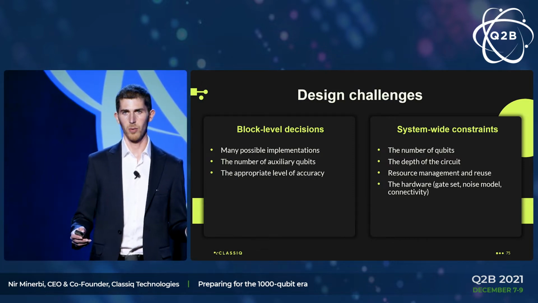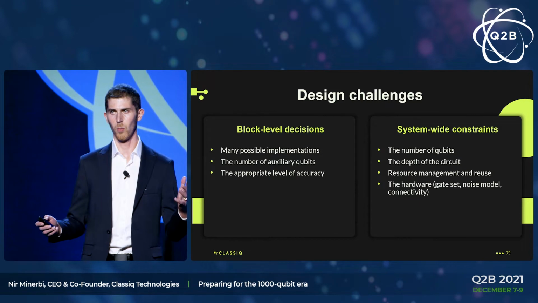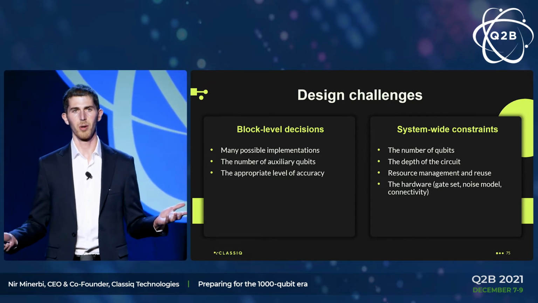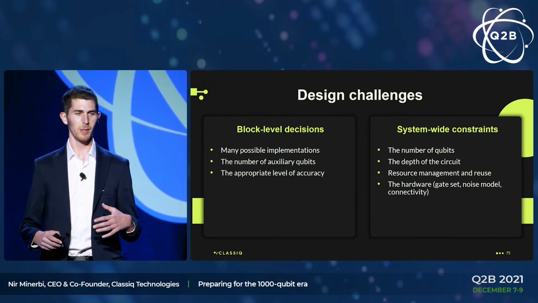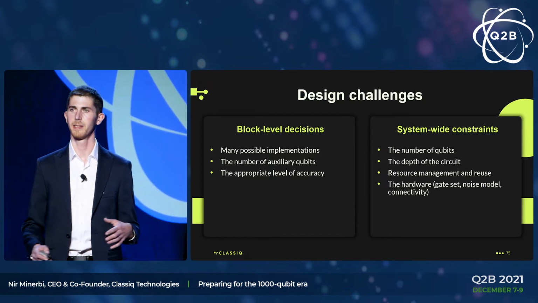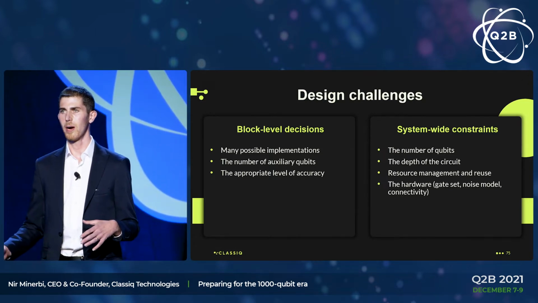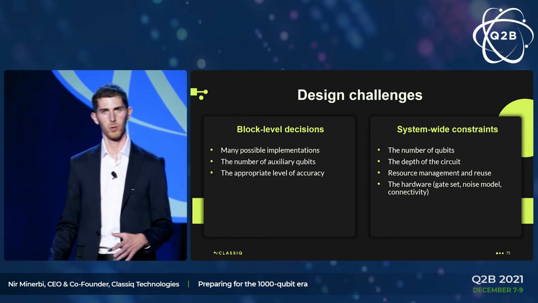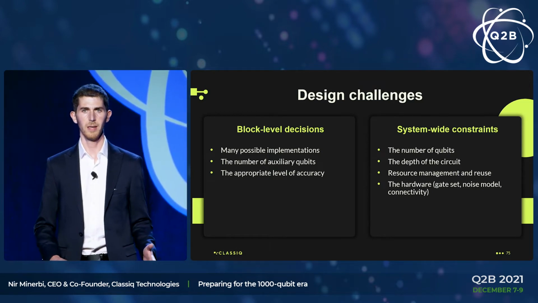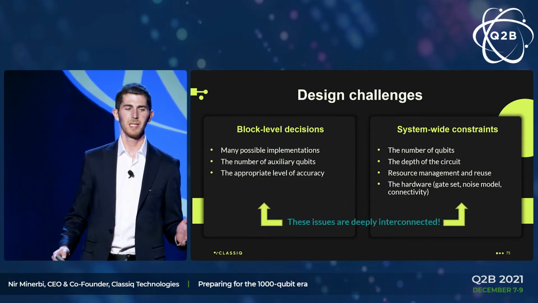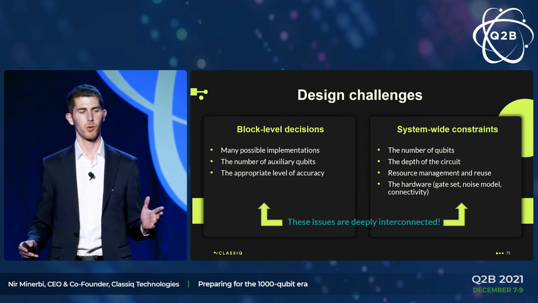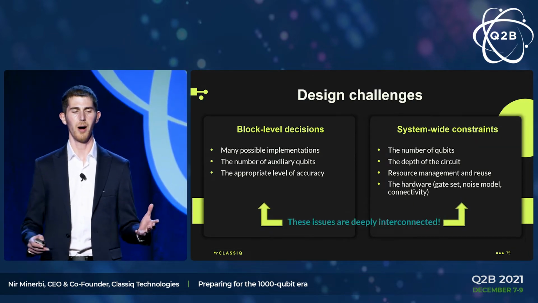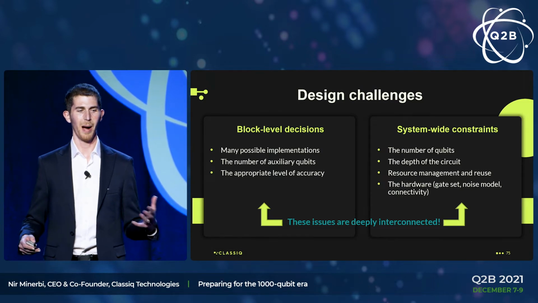But then, in the entire circuit, you don't have one block. You have many blocks, and you also have system-wide constraints, like what's the overall number of qubits, and what's the circuit depth, and hardware constraints like preferred gate sets or noise model or connectivity. And the problem is that these issues are deeply interconnected. So it's really, really hard to do this trade-off manually.